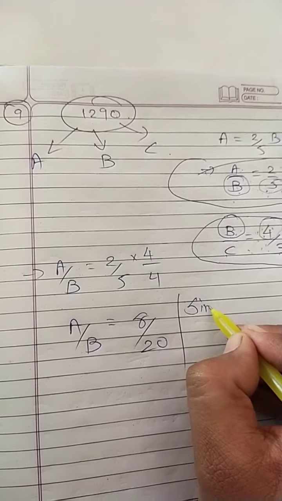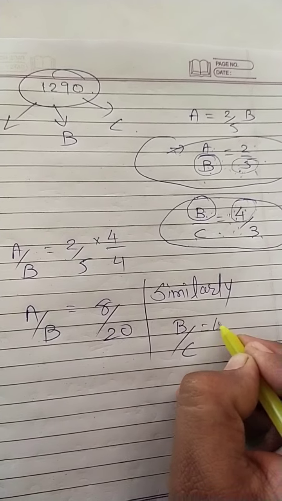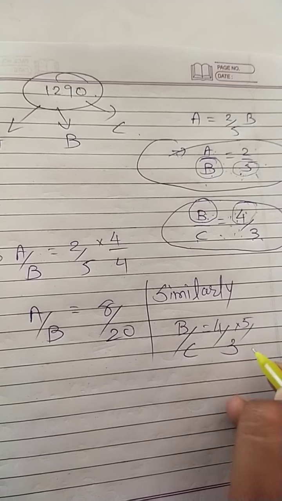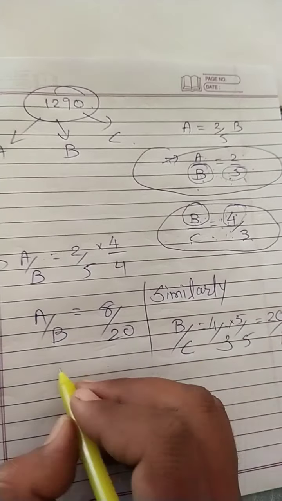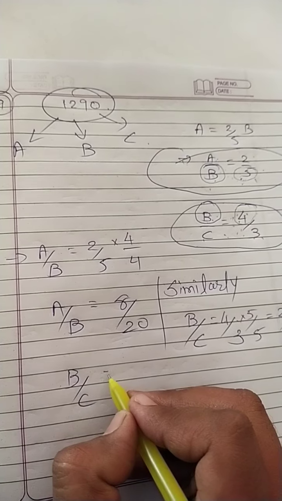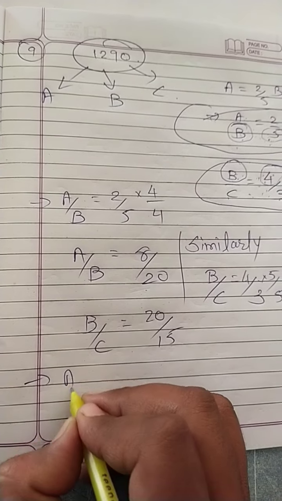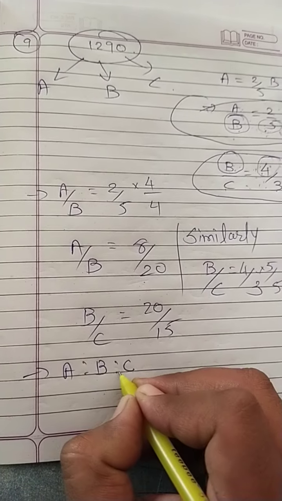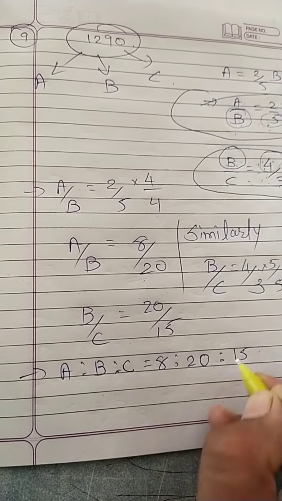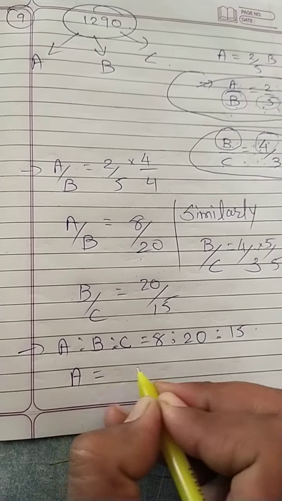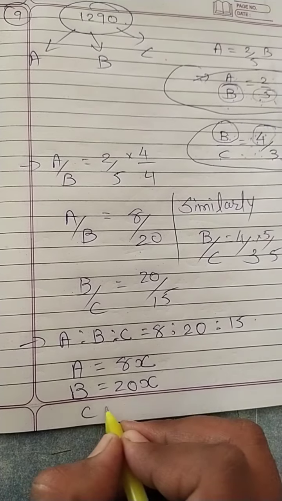Similarly, B upon C is equal to 4 upon 3. Then I can multiply both by 5 because I want to get 20 in the numerator. Then B upon C will be 20 upon 15. Now by comparison I can get the ratio that A is to B is to C is equal to 8 is to 20 is to 15. Then I can write that A will get 8x, B will get 20x and C will get 15x.